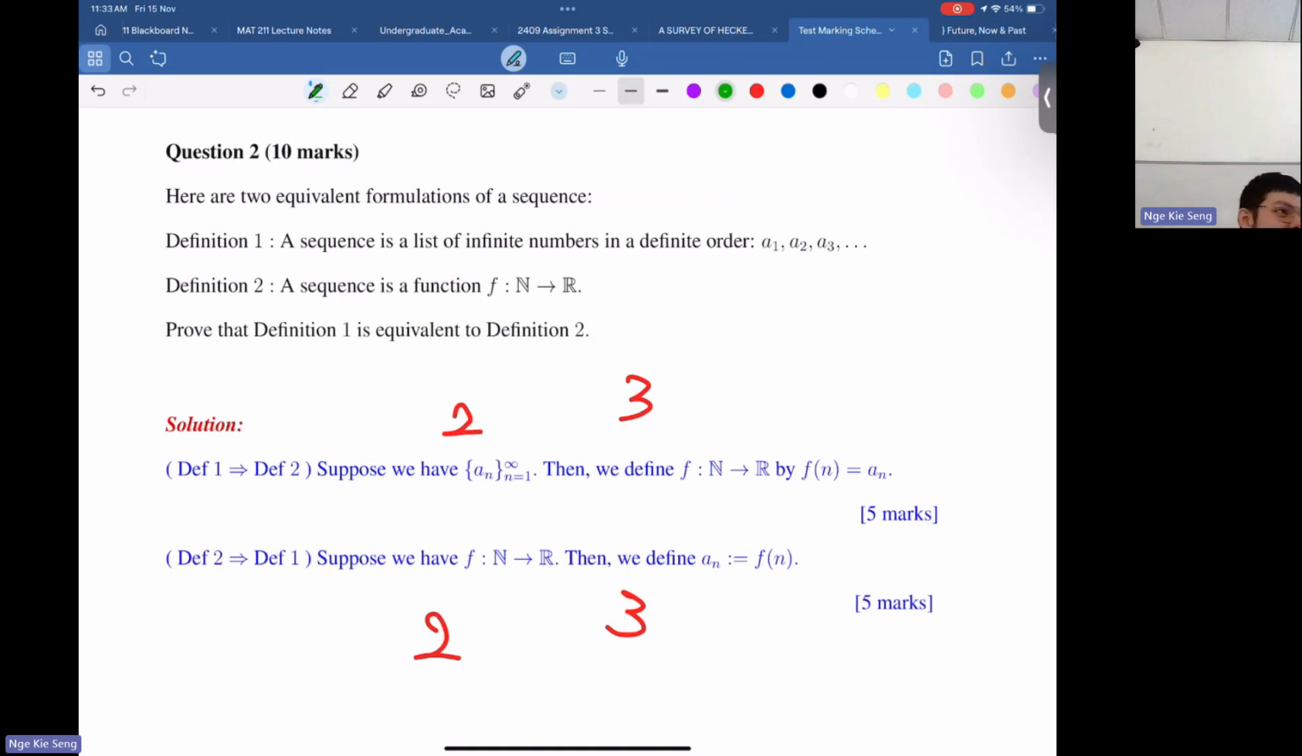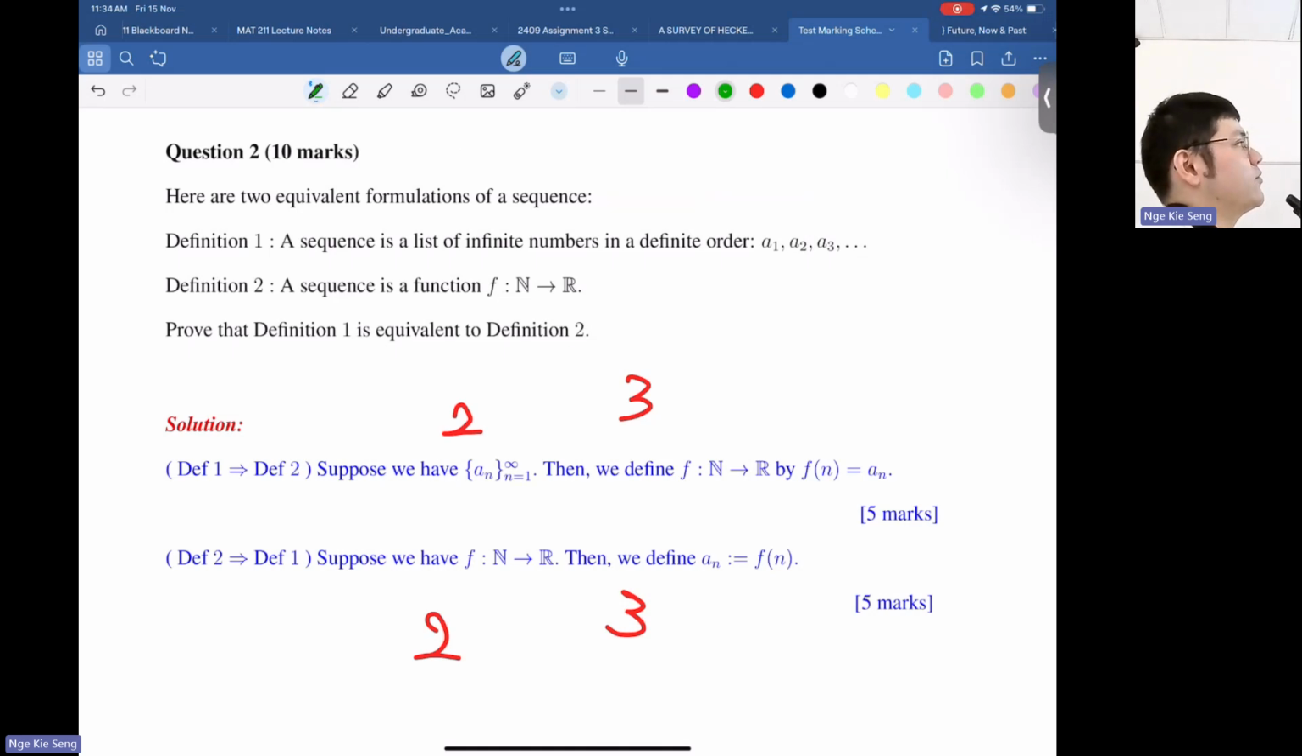Question two 是最简单的一题，很多人全部 miss 掉，看到 proof 就跑了，就两行的。So prove that these two formulations of sequence are equivalent. So 你要 prove 什么？Definition one imply definition two, definition two imply definition one. Okay, so how to imply?